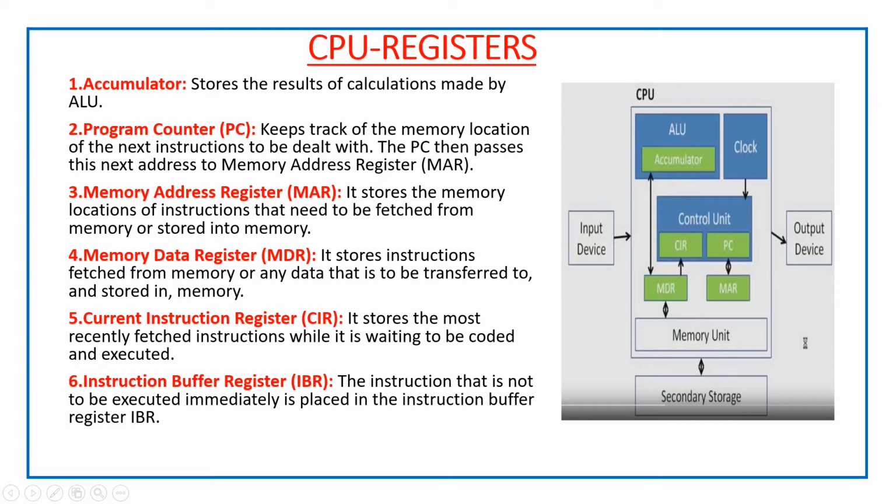The MDR stores the instruction fetched from the memory or any data that is to be transferred to and stored in the memory. What is the MDR? The MDR is the memory data register. It stores the instruction fetched from the memory. The memory address register stores the memory location of the instruction that needs to be fetched, and the memory data register stores the instruction fetched from the memory or any data that is to be transferred to and stored in the memory.